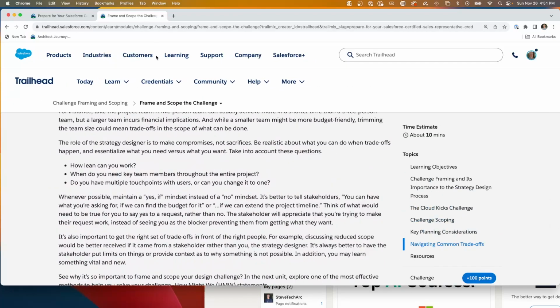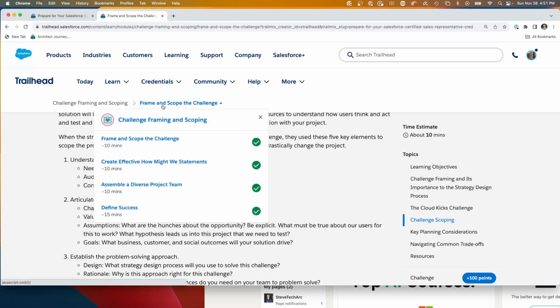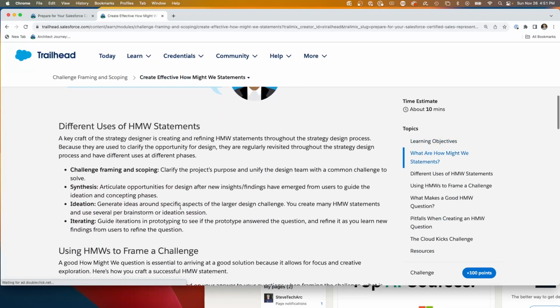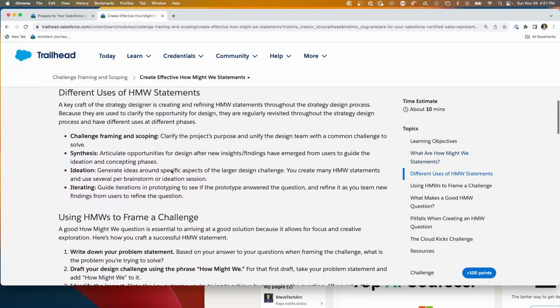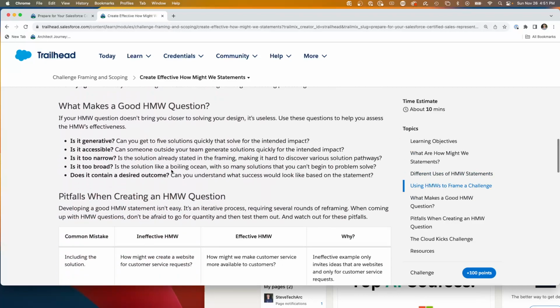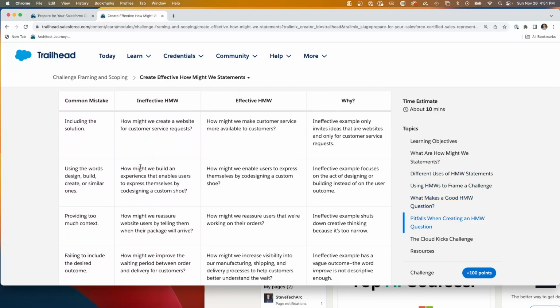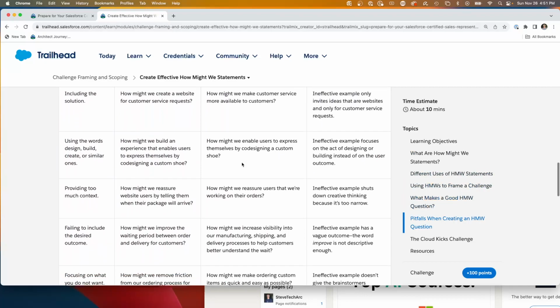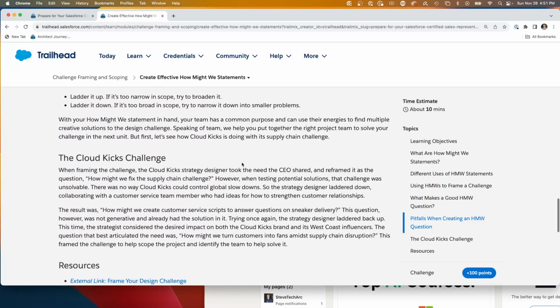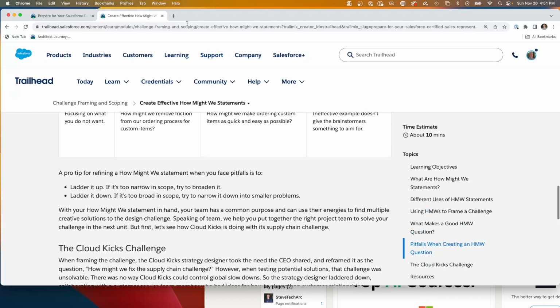So I thought this was very helpful, and this entire module going down to effective how we might, building your how might we do what in order to get you to solve the problem the customer will be facing, include the solutions, how might we enable users to express themselves. So as you dig deeper, this could be key for your sales process.